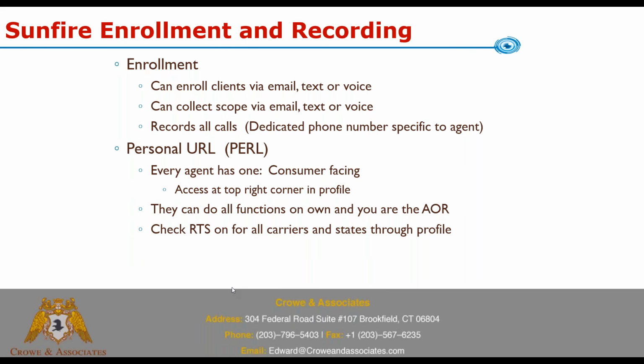You can go in Sunfire, you can do the same thing in Connecture as well, where you click on your profile, you hit RTS reports, and it will show you every carrier you have in the states that you're ready to sell in. It's a really handy tool to use. For really specific detail, you'd want to call our office, but in general, if you want to get an idea of where you have United or where you have Molina or whoever it may be, you can look on the Ready to Sell report on Sunfire.